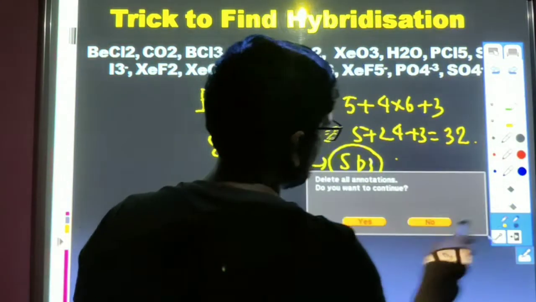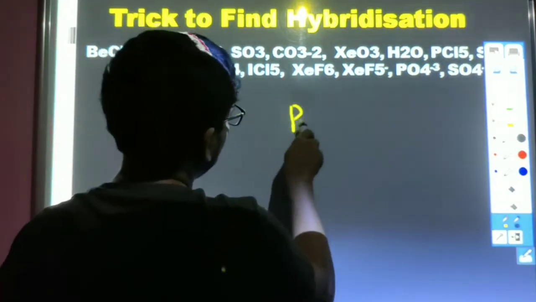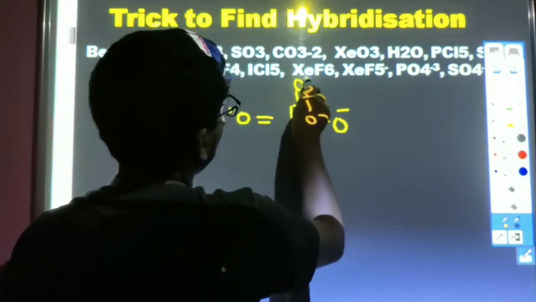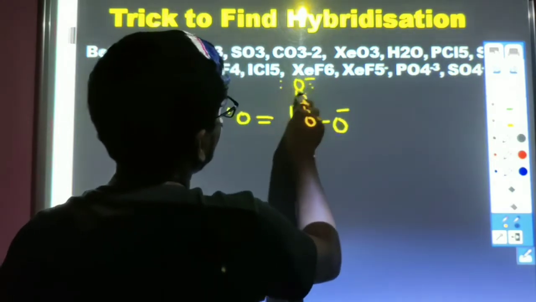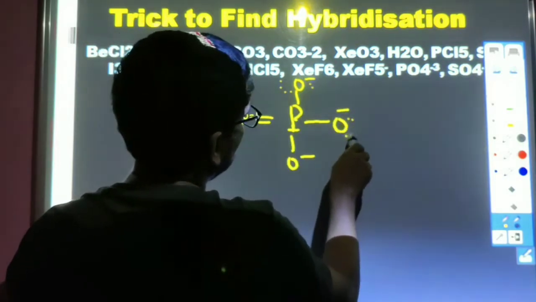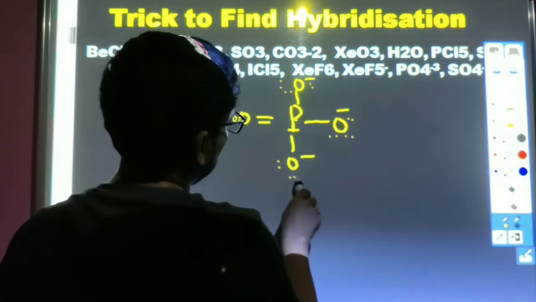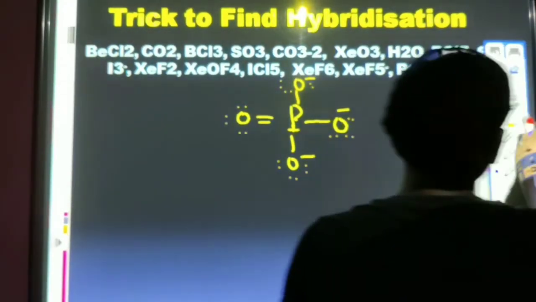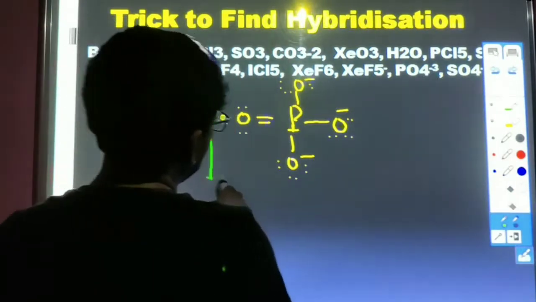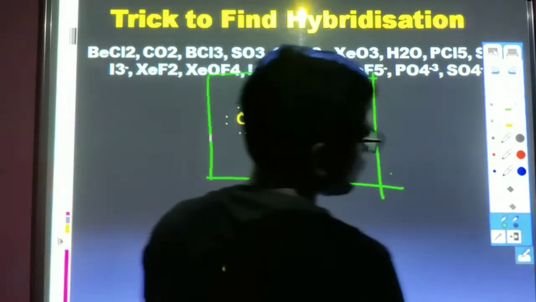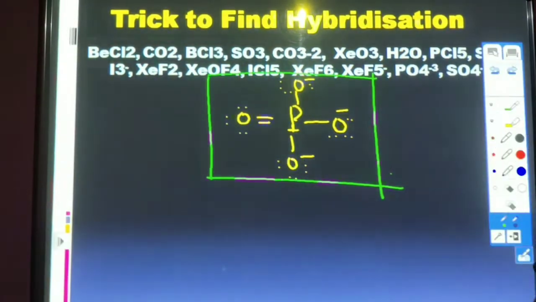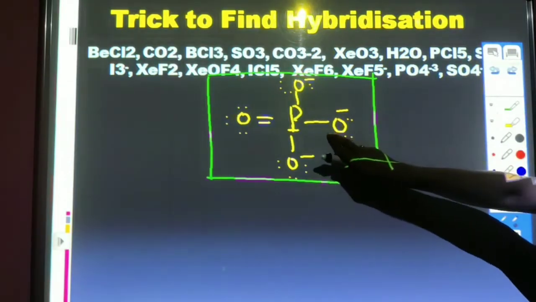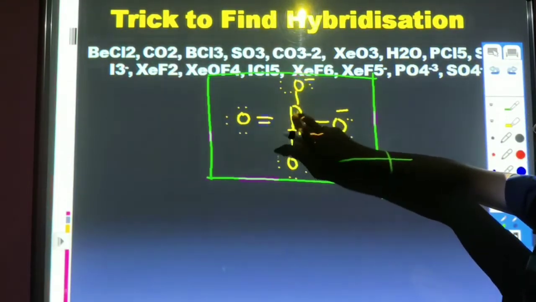So how can we draw the Lewis structure? We can draw the Lewis structure like P double bonded to O minus. One very interesting thing I want to tell you is that if you are smart enough in drawing the Lewis structure, you can also calculate the hybridization from the Lewis structure. In order to draw the Lewis structure, I have already made 2 videos.